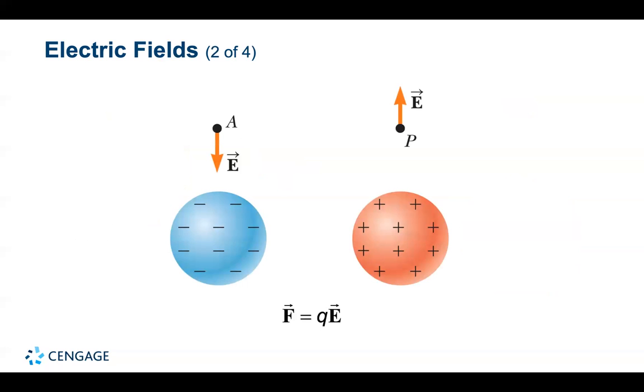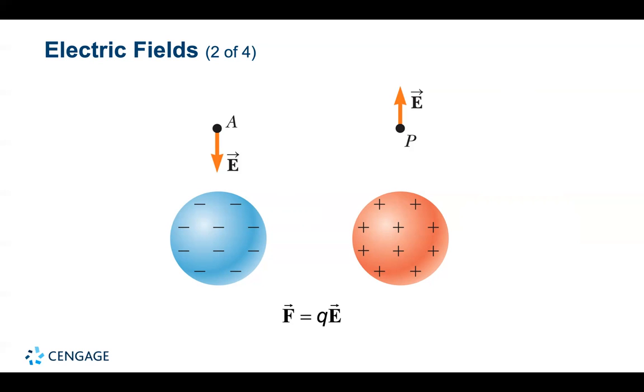So here in the figure, the electric field at A due to the negatively charged sphere is downward, towards the negative charge. And in B on the right, the electric field at P due to the positively charged conducting sphere is upward, away from the positive charge. When we use a positive test charge, the electric field always has the same direction as the electric force on the test charge. The electric field at point A in the figure on the left is vertical and downward because at that point, a positive test charge would be attracted towards a negatively charged sphere.